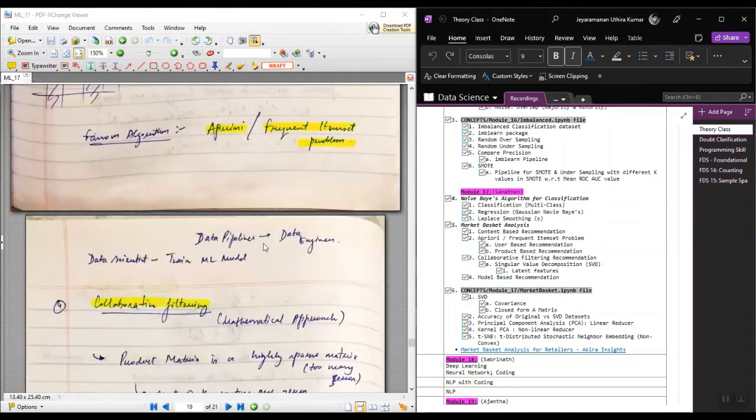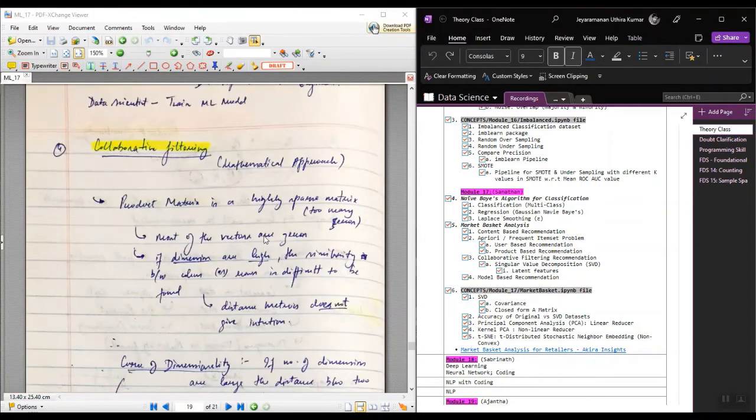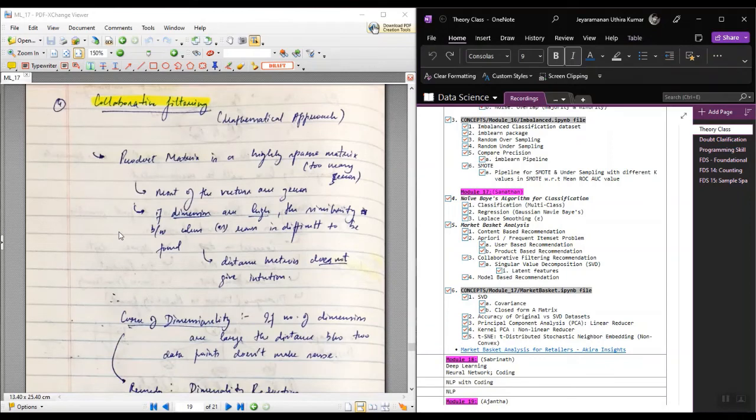The fourth method is collaborative filtering, which is basically a mathematical approach. The product matrix you use is basically a highly sparse matrix. That means it has too many zeros. Most of the vectors are zero, and it increases computational expense. If the dimensions are high, the similarity between the columns or the rows will be difficult to compute. So the distance matrix won't give any intuitive insight from the product matrix.